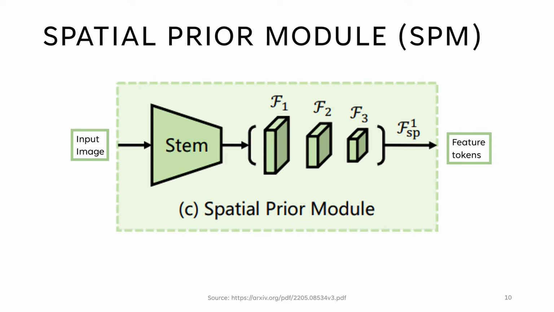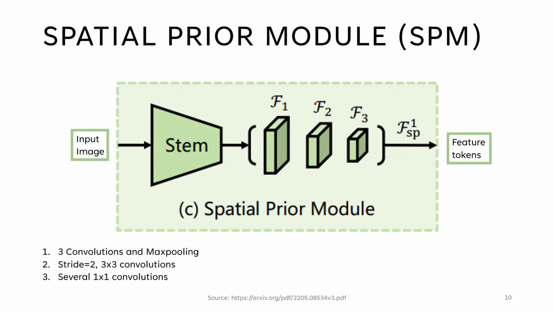A standard convolutional stem borrowed from ResNet consists of 3 convolutions and a max pooling layer. Then a stack of stride 2 3x3 convolutions are used to double the number of channels and reduce the size of the feature maps. Finally, several 1x1 convolutions are used to project feature maps to D dimensions.